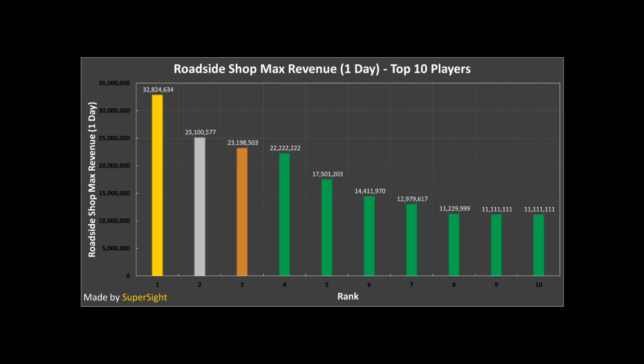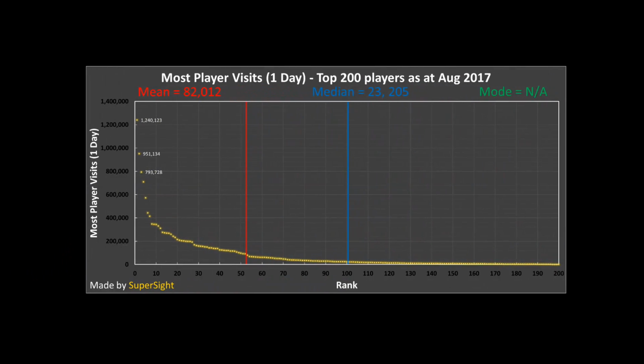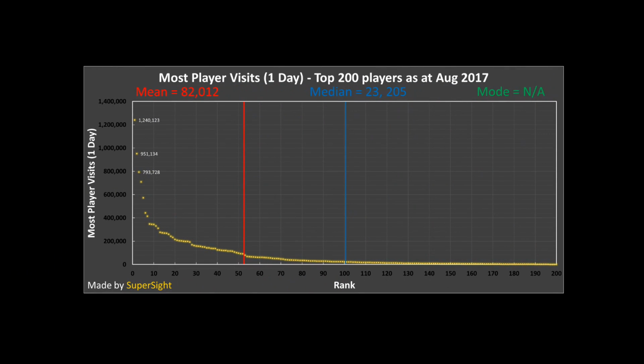And so this one, as you can see, massive difference between the first player and the second player. A difference of over 7 million coins. That is insane. And there you can see the 9th and 10th player both have made 11,111,111. So absolute congratulations to those players. That's awesome. Okay, moving on to the next one, which is the most player visits in one day.